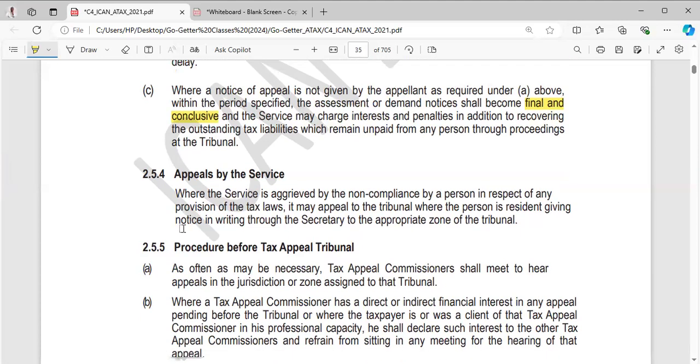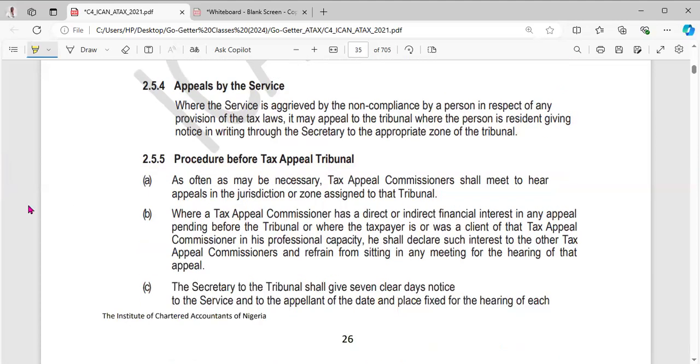Procedures before the tribunal. What are some of these procedures? One, the tax appeal commissioners shall meet to hear the appeals in the jurisdiction or zone that is assigned to that tribunal. They will never go to any zone. Lagos will not go to Ibadan, and vice versa.